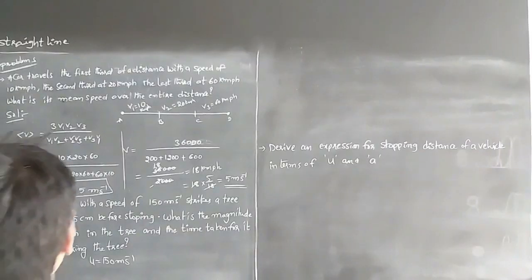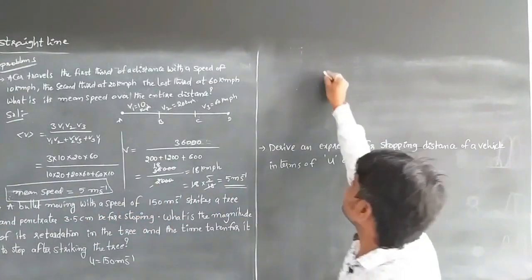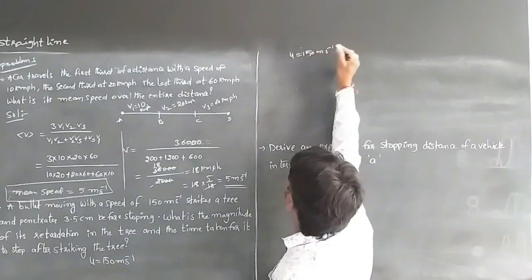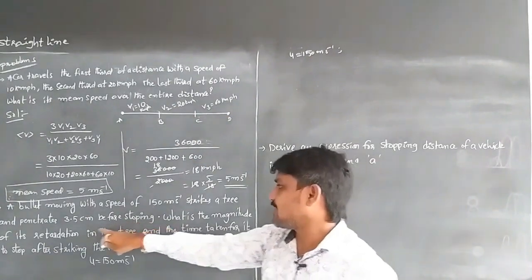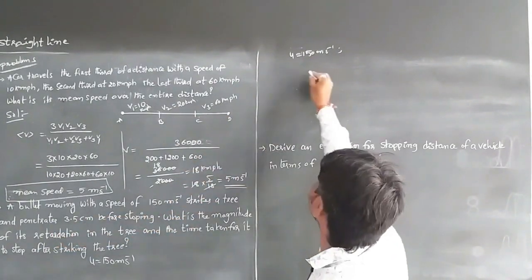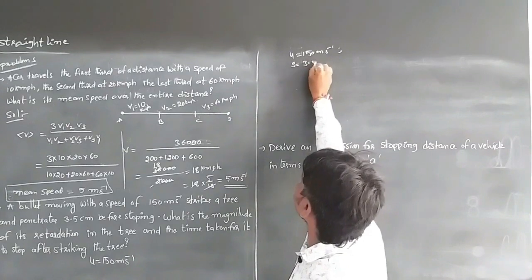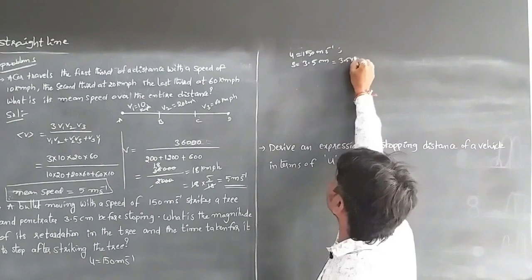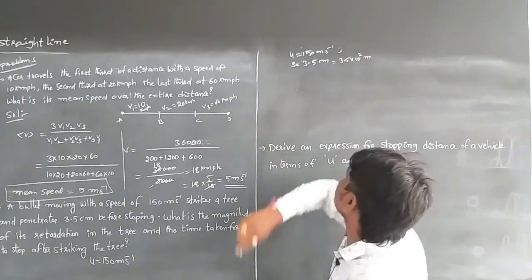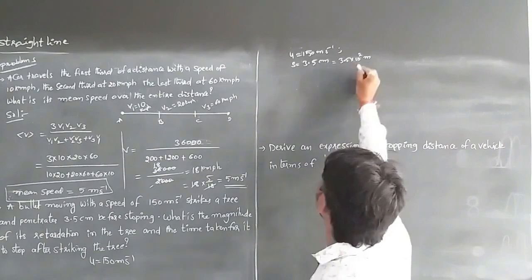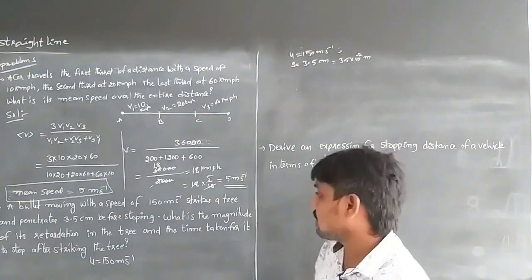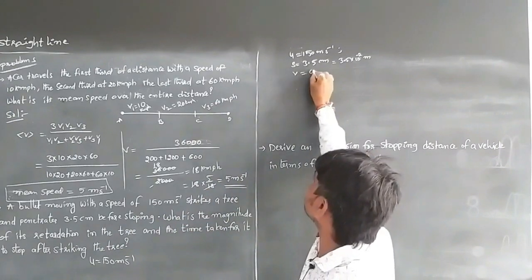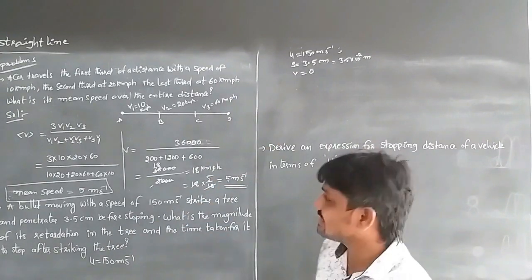So the bullet moving with a speed of 150 meter per second, that is the initial velocity u, is equal to 150 meter per second, and it penetrates 3.5 centimeters, so the displacement s is 3.5 centimeters, which can be converted into meters, that is 3.5 into 10 to the power of minus 2 meters. Then, before stopping means the body comes to rest, so the final velocity becomes 0.